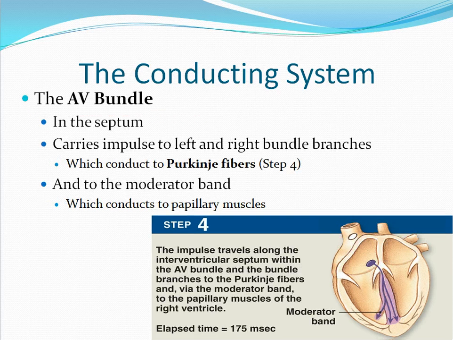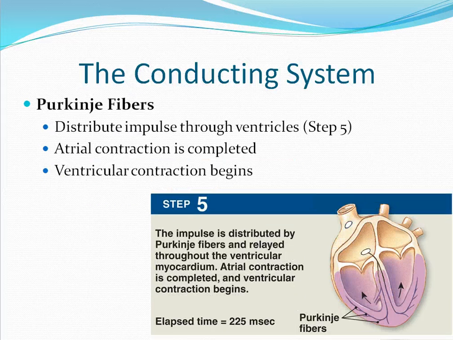The impulse then travels to the AV bundle, which is found in the anterior portion of the interventricular septum. This then carries the impulse to the left and right bundle branches and onto the Purkinje fibers. They also carry the impulse to the moderator band that will transfer the impulse to the papillary muscles. The Purkinje fibers help to distribute the impulse over the surface of the ventricle. At this point now, atrial contraction is completed and ventricular contraction can begin.